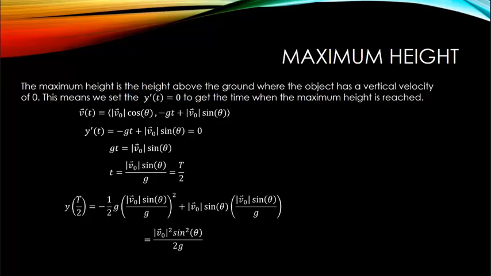Now this works provided my object is going up and coming back. If I throw an object horizontally from a cliff and it drops down below the cliff level, my maximum height is obviously going to be the height at the top of the cliff. Use your common sense in analyzing the problem to understand when you can apply this and when you can't.